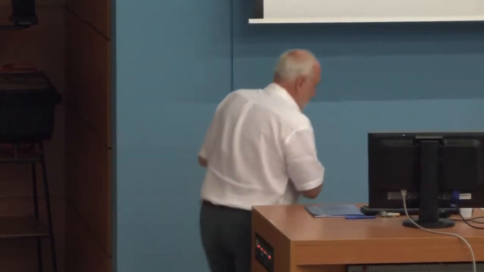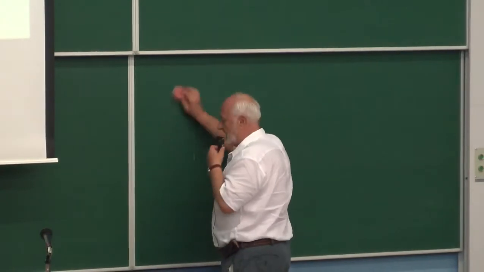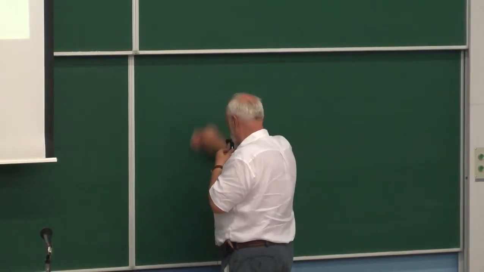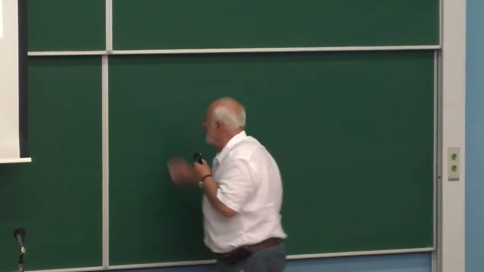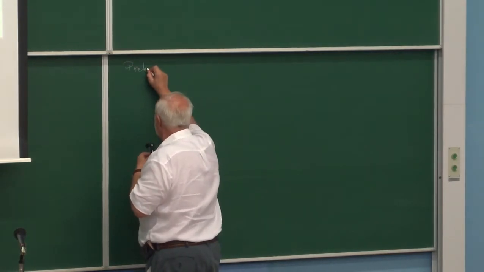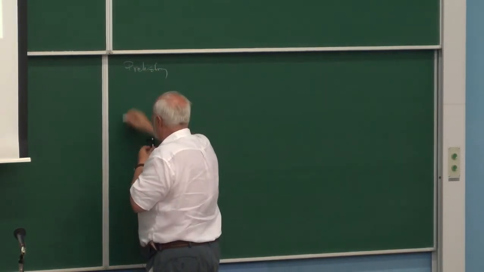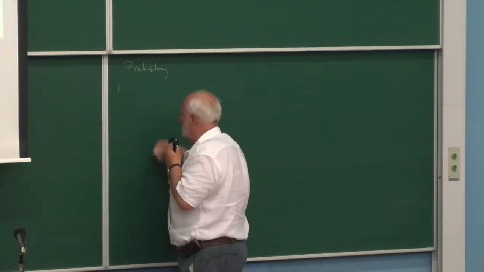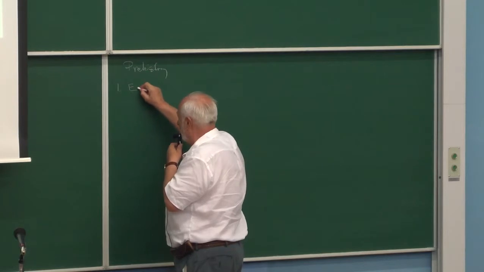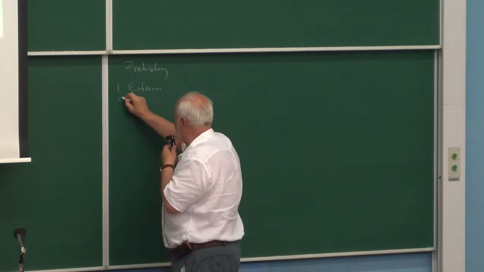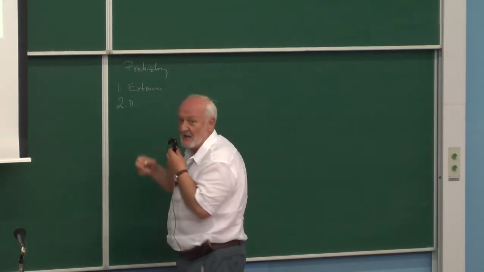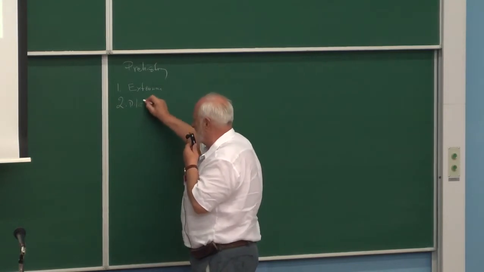So, now the previous history. There are two notions which go together. One is extension, and the other is variation. We get a little try of variation.